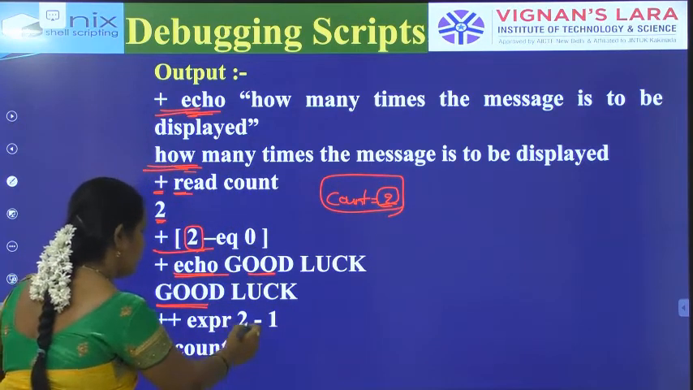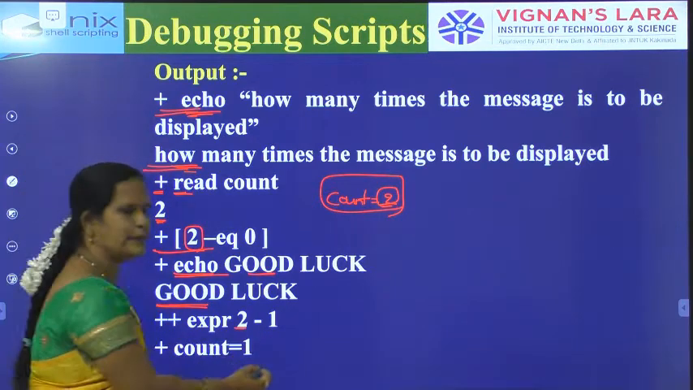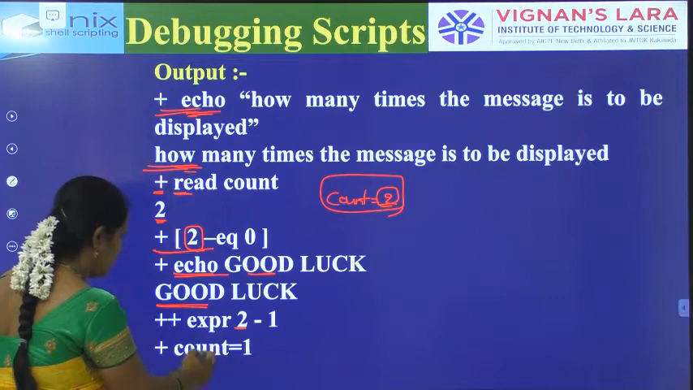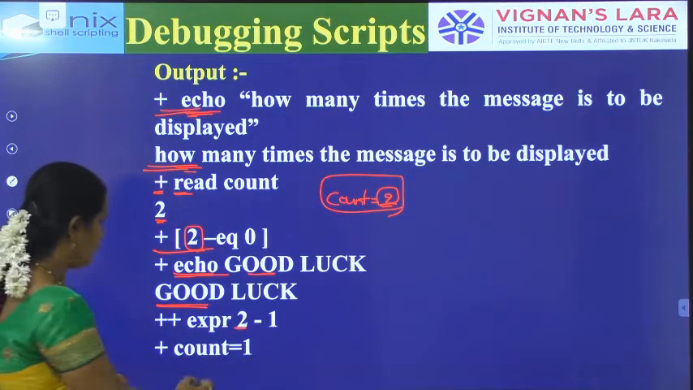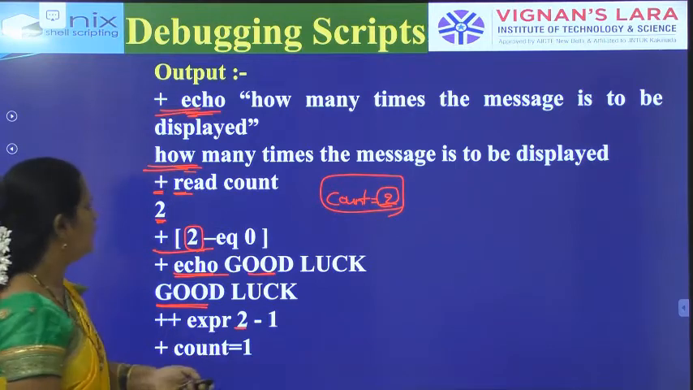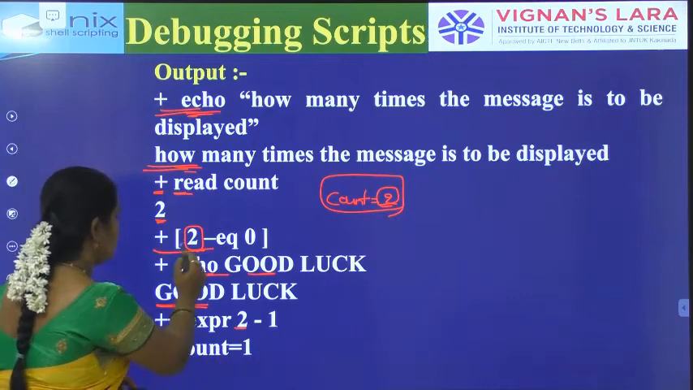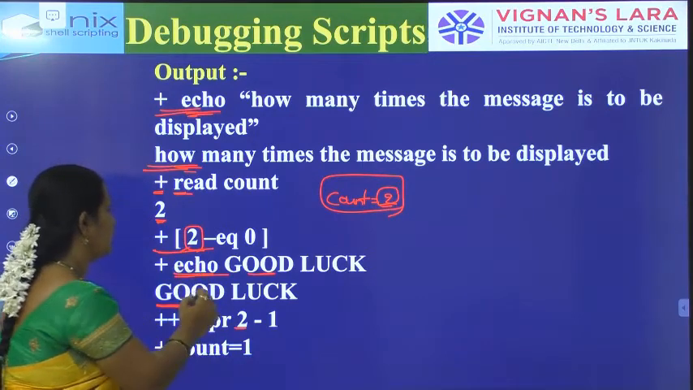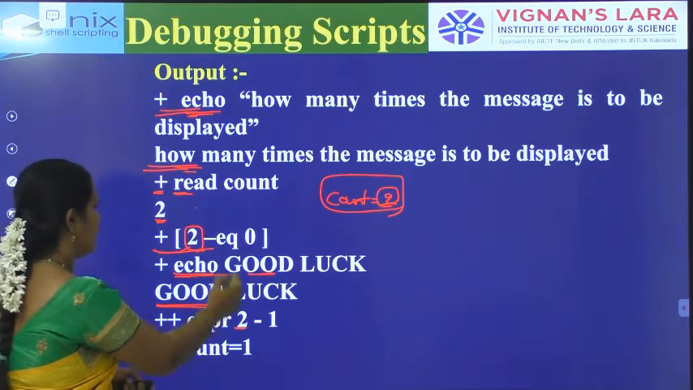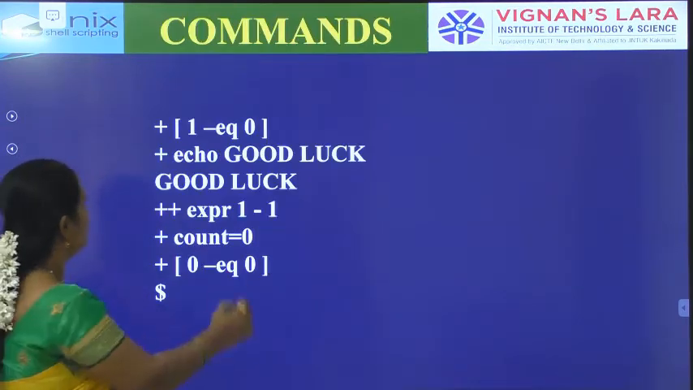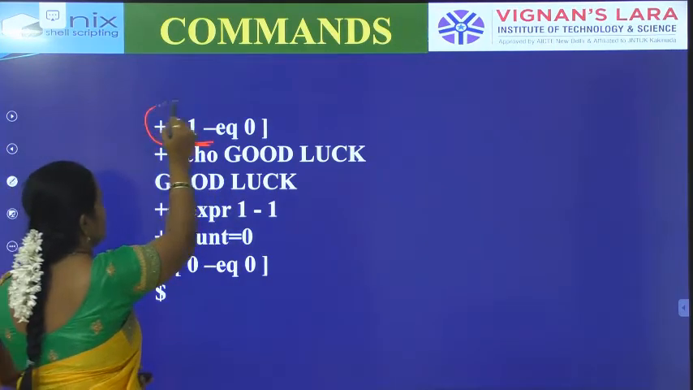Now the value of count is equal to 2 minus 1, which is equal to 1. So it is going to substitute 1 in the count variable. So + count = 1. Next, what happens? Once again the control goes here, meaning it is going to check whether 1 is equal to 0. That is the next line. So 1 equal to 0. This statement is going to be executed.